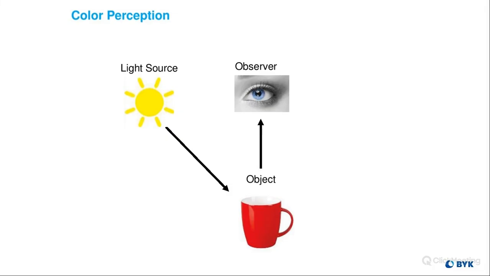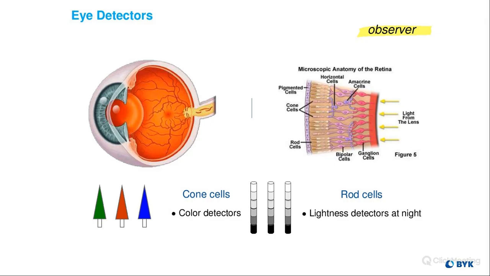We talked about the light source, and now we need to talk about the observer. There are 2 different observers: a 2-degree observer and a 10-degree observer. This is basically how much of the back of your eye is being used to see the color. There are cone cells, which are red, green, and blue, and there are rod cells, which are the lightness and darkness detectors, and usually these are used at night.